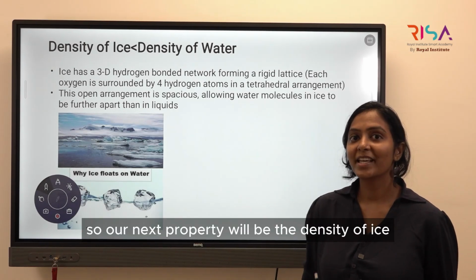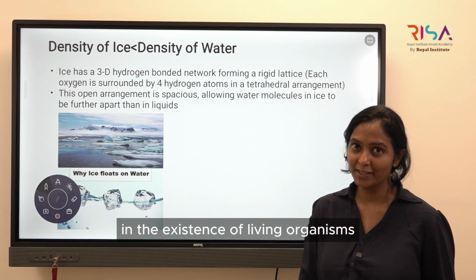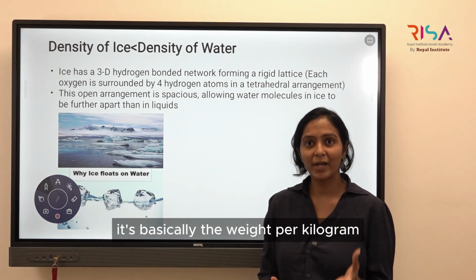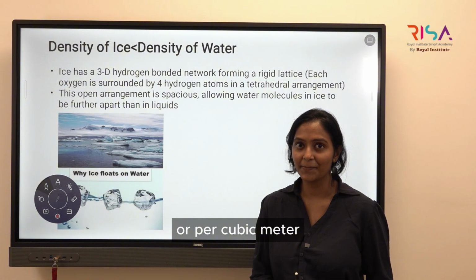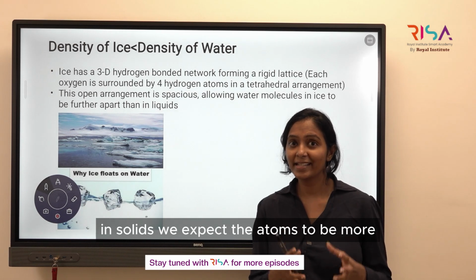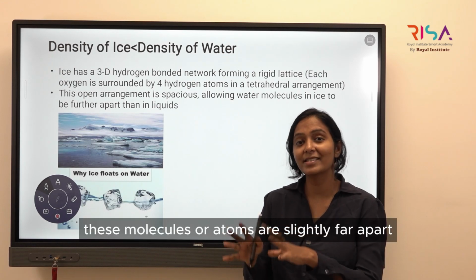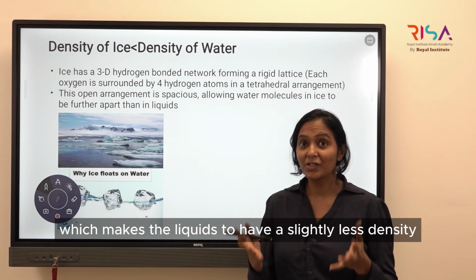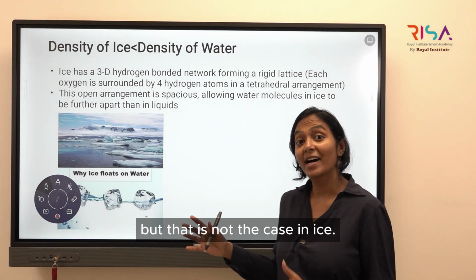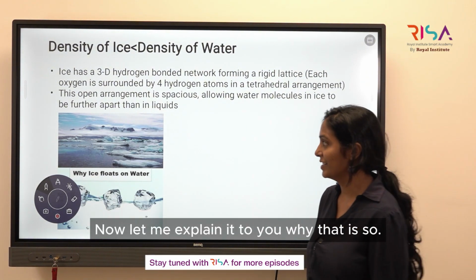So our next property will be the density of ice, and we'll see how this property is going to help in the existence of living organisms. Now, generally when we speak of density, it's basically the weight per kilogram or per cubic meter. When we talk about solids and liquids, in solids, we expect the atoms to be more tightly packed compared to the liquids. And in liquids, these molecules or atoms are slightly far apart, which gives liquids a slightly lesser density compared to their respective solids. But that is not the case in ice. Now let me explain to you why that is so.